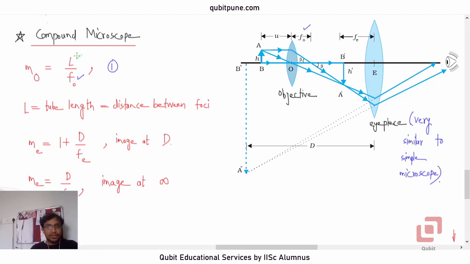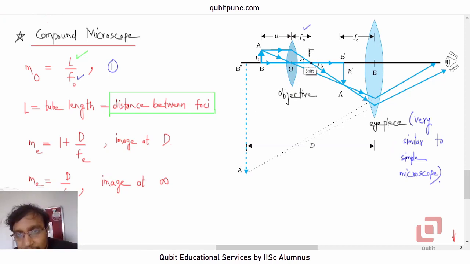L is called the tube length, and it is basically the distance between the foci of the objective and the eyepiece. So this is the focus of the objective, FO, and this is the focus of the eyepiece, FE. So the distance between FO and FE is called the tube length.